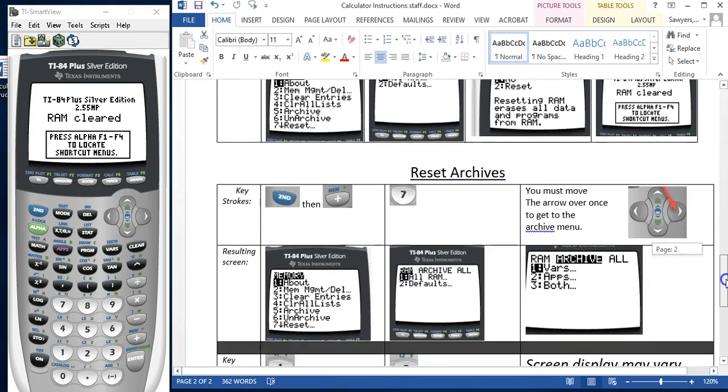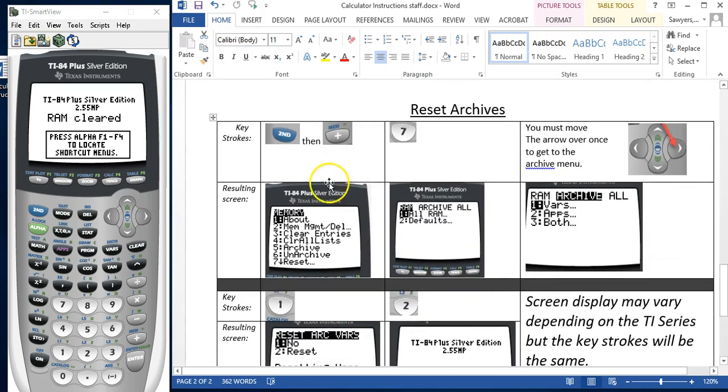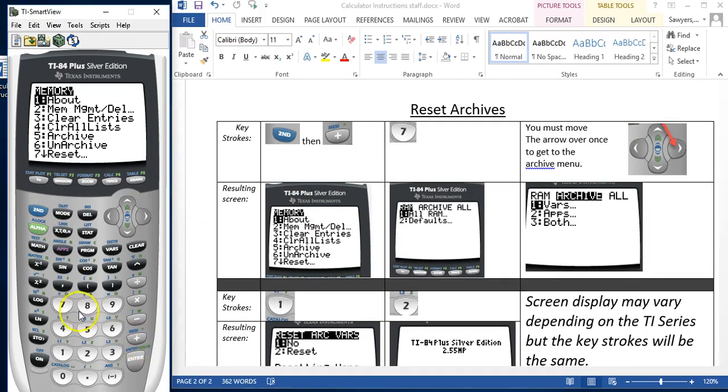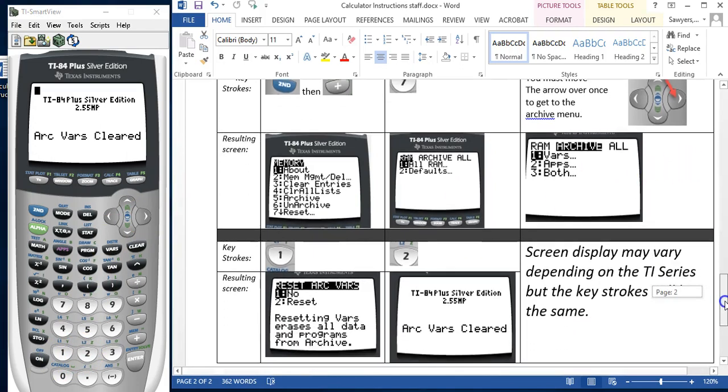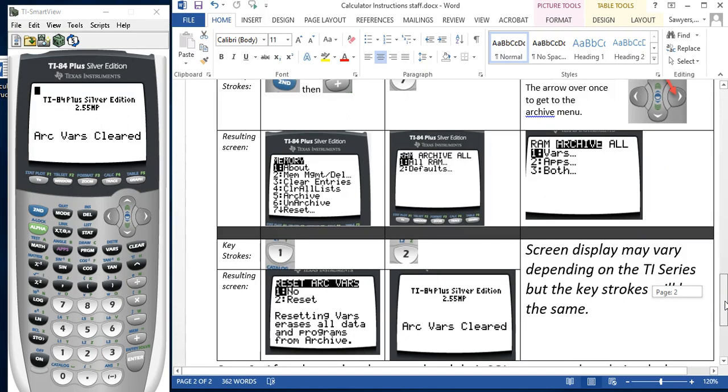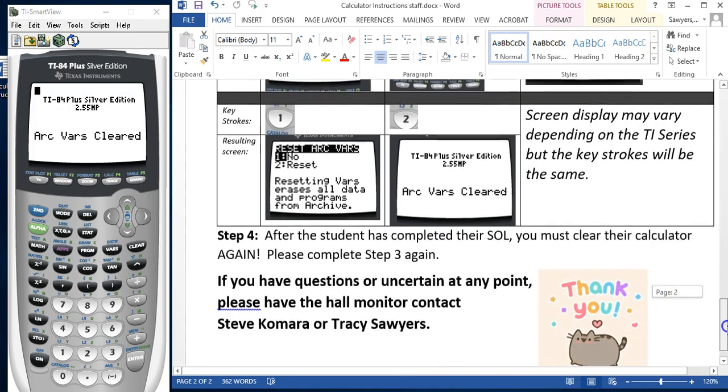Okay, next is to reset the archive. Again, keystrokes are here, and then right below that is the resulting screen. 2nd plus 7. Then you need to use the right arrow to move over to the archive. 1 and then 2. Depending on the series of TI calculator the student has, the keystrokes are the same, but the screens might vary slightly.